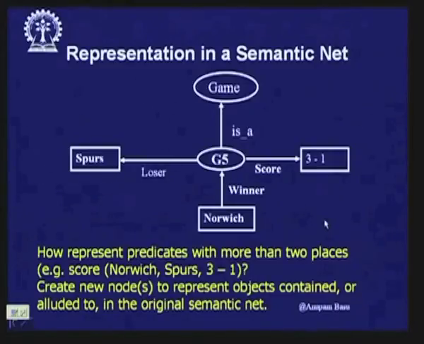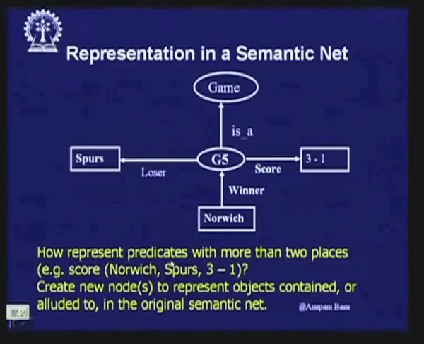Now, what can we say about this? We can say that G5 is a game that was played in some particular ground. I could have even stated that, G5 played at, I could have added a particular arc over here saying that it was played at some particular football ground. And the attribute G5 is a game, and it has got a winner and loser. So, I can say that in the game G5, Norwich was the winner and Spars was the loser. And if I look at this, I can also say that the result of this game G5 was 3-1.